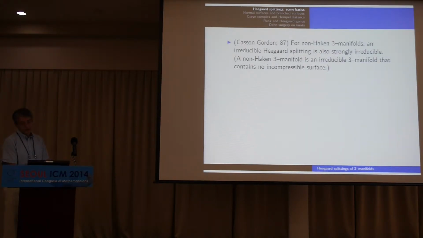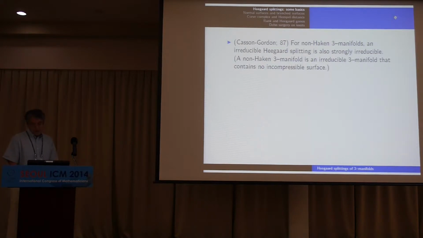In the paper where they introduced the strongly irreducible Heegaard splitting, Casson and Gordon also showed that for non-Haken three-manifolds, those two concepts are equivalent. A Haken three-manifold, which was also mentioned in the talk yesterday, is an irreducible manifold that contains an embedded essential surface, or incompressible surface. A non-Haken three-manifold is a manifold without those types of surfaces.